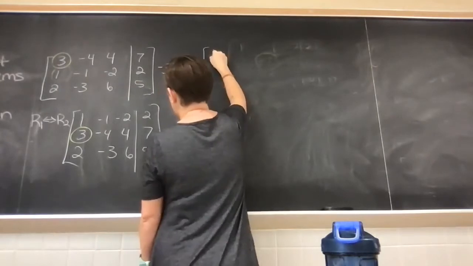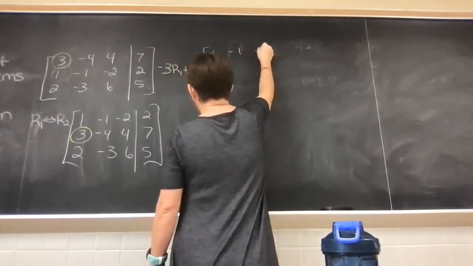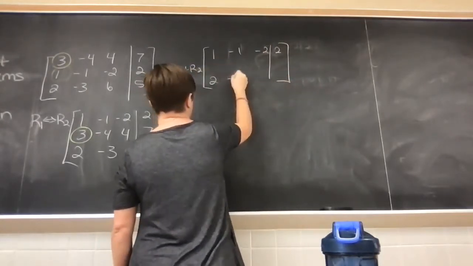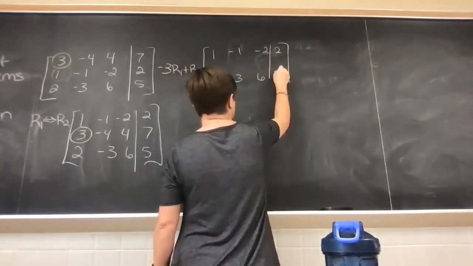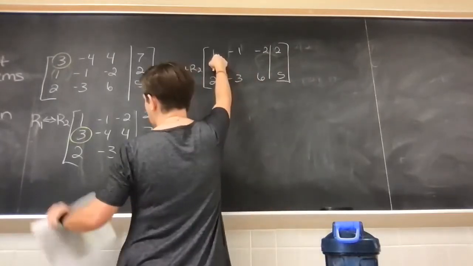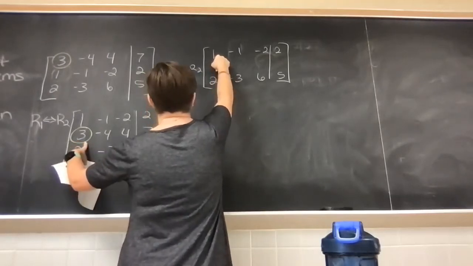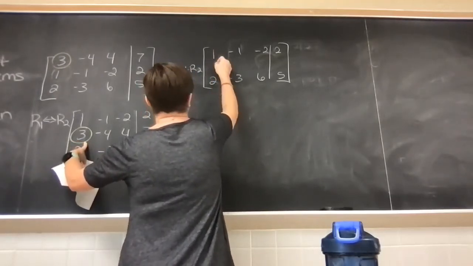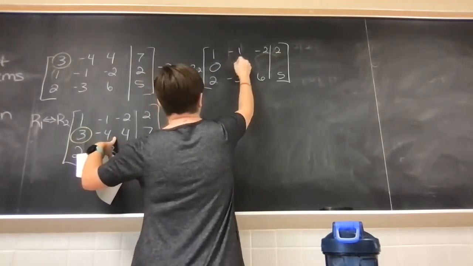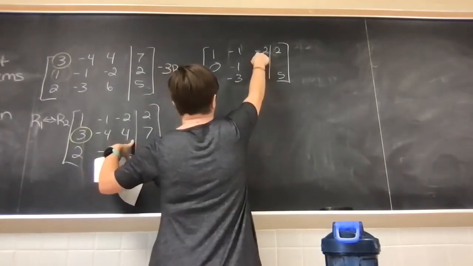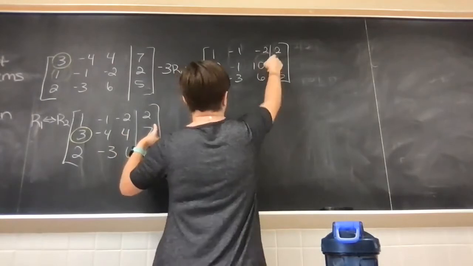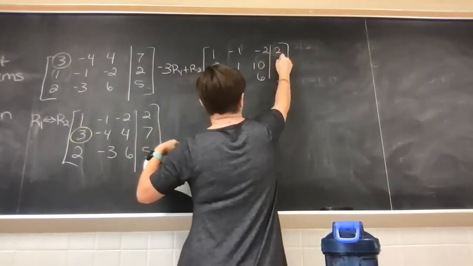So my top stays 1, -1, -2, 2. My bottom stays 2, -3, 6, and 5. And then my row 2 is what's changing, and I'm taking -3 and I'm adding it to my row 2. So -3 times 1 is -3, plus 3 is 0. -3 becomes a 3, becomes a -1. That becomes a +6, which will give me 10. And that's going to become a -6, which will give me 1.